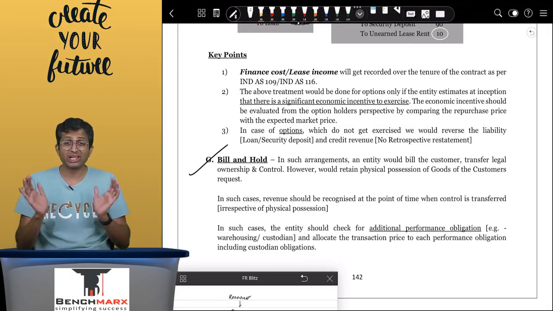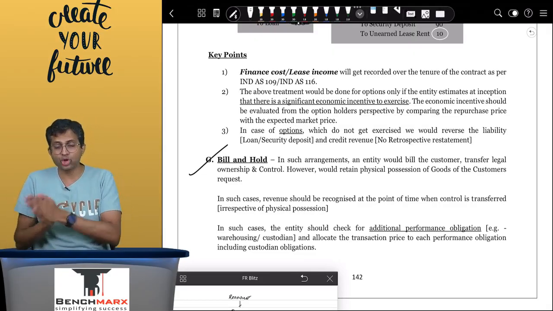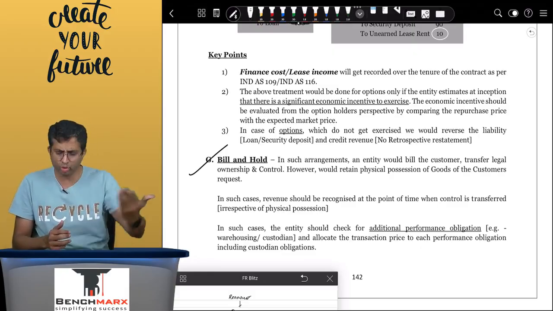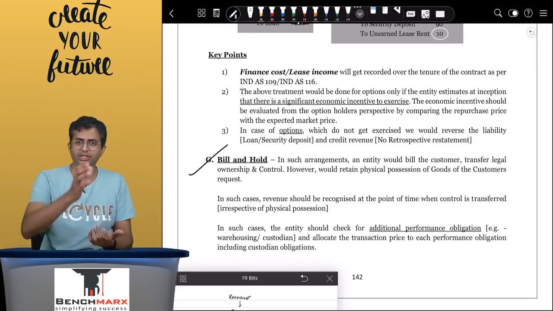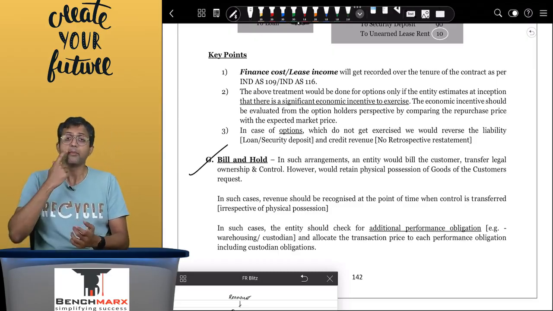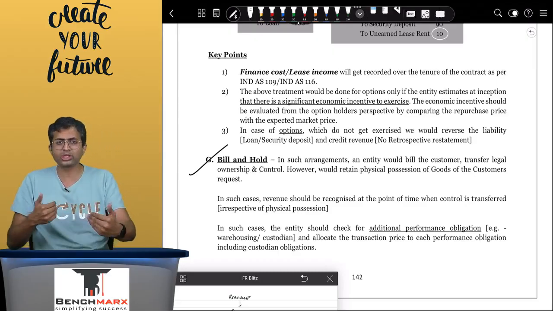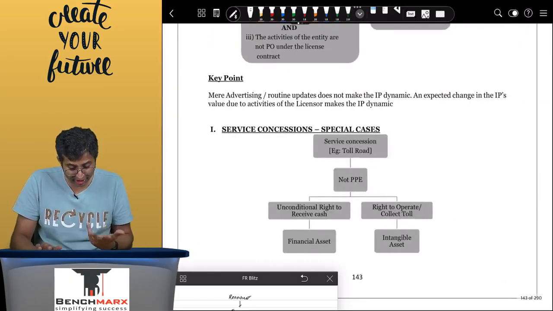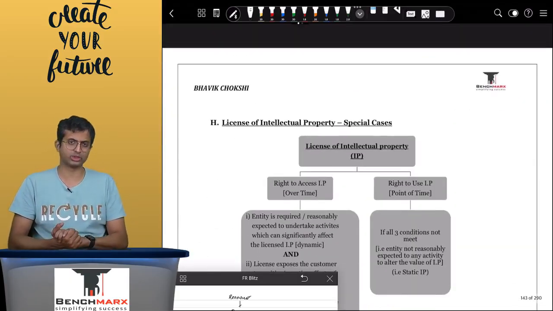And as a result, you will have to allocate the total transaction price between these performance obligations, which is attributed to goods, which may be at a point of time when the legal ownership gets transferred, but for custodian or warehousing services over the period of time as and when the storage is done. So this is about bill and hold. Again, a recent exam question was asked on this.